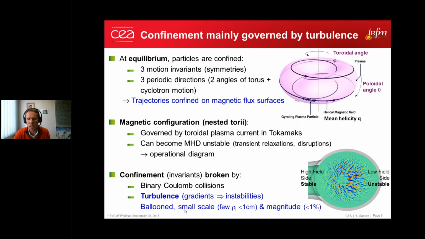It's basically small scale in the sense that it develops at a few ion Larmor radii, which is of the order of 1 centimeter, and the magnitude is not large, it's less than 1%, even 0.1% in the core. It can reach fairly large magnitude at the edge.